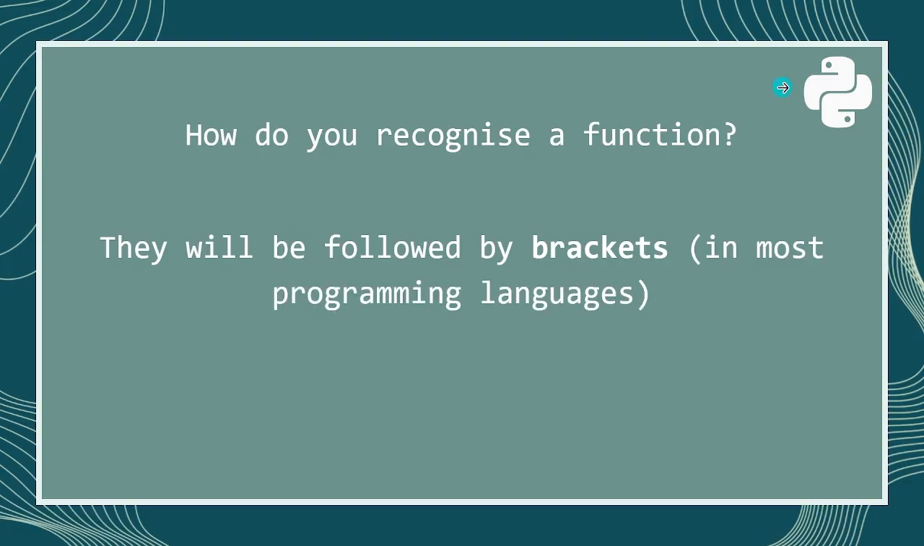So, how do you recognize a function? In programming languages, they're always followed by brackets. I'm guessing most of you did GCSE maths or A-level maths. So, for example, say the sine function, you write sine and then you have the brackets next to that, right? And you have your number going into the bracket. It's the exact same in programming languages.